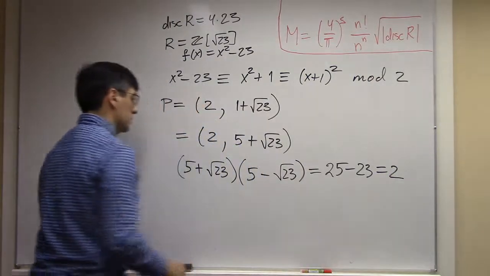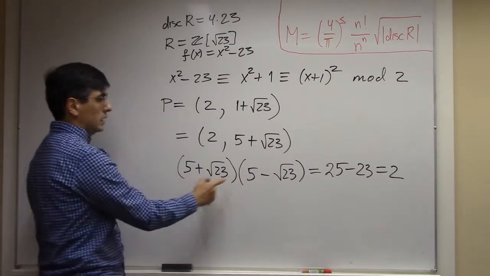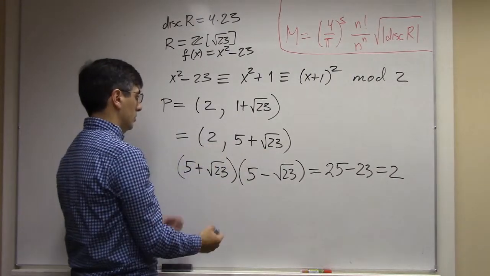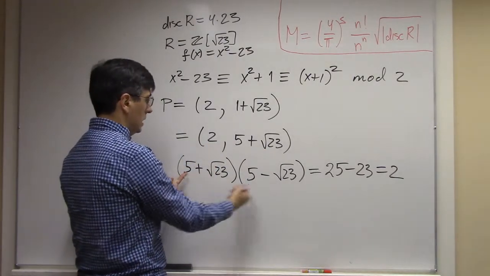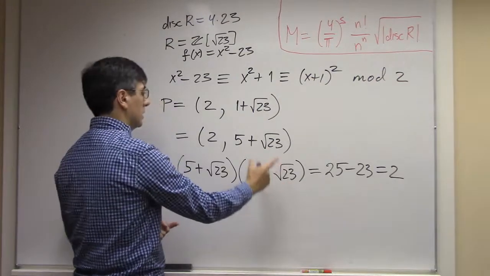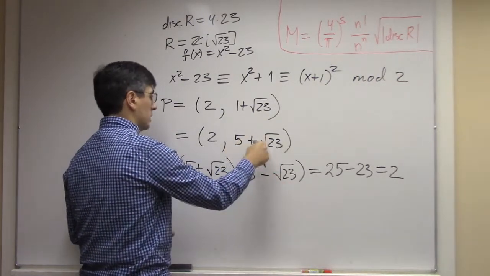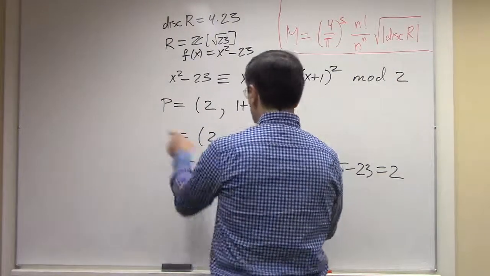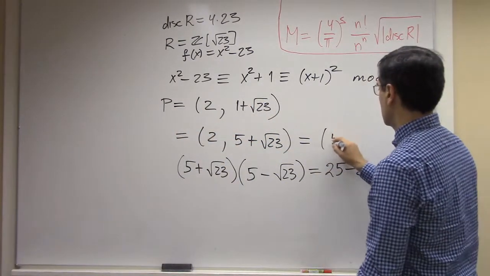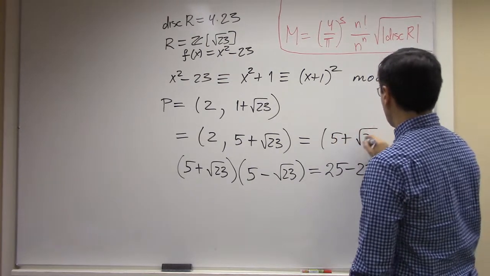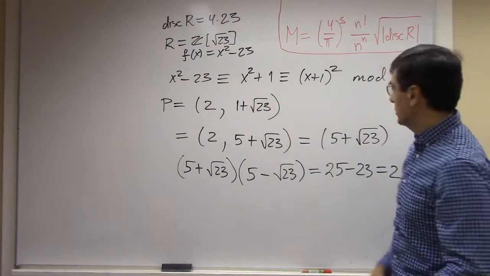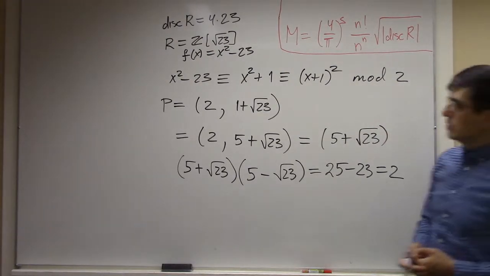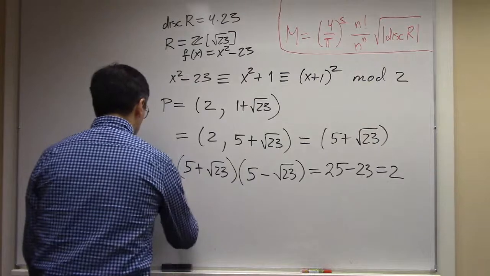Okay, so this means that this element divides 2. So this already contains 2, namely I can take this element of the ring and multiply 5 plus square root of 23 by this element, and I will get 2. So 2 is redundant, which means that my ideal P is generated by this element, so it is principal, which means that the class group is trivial.